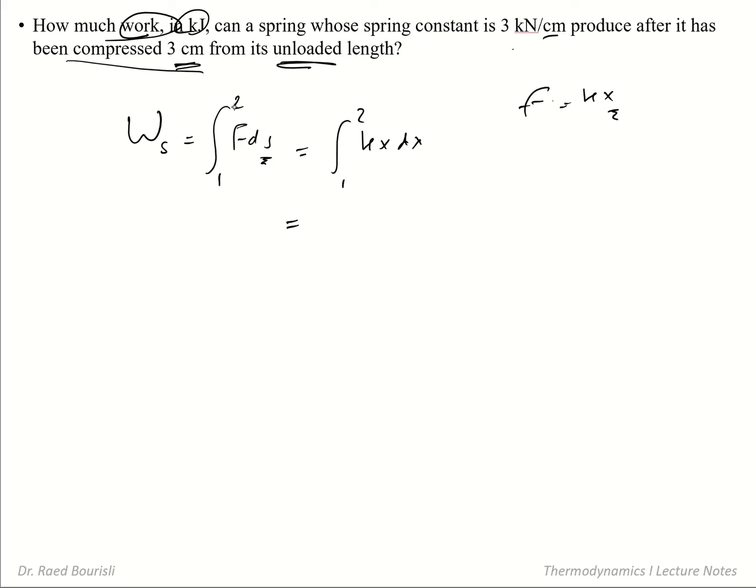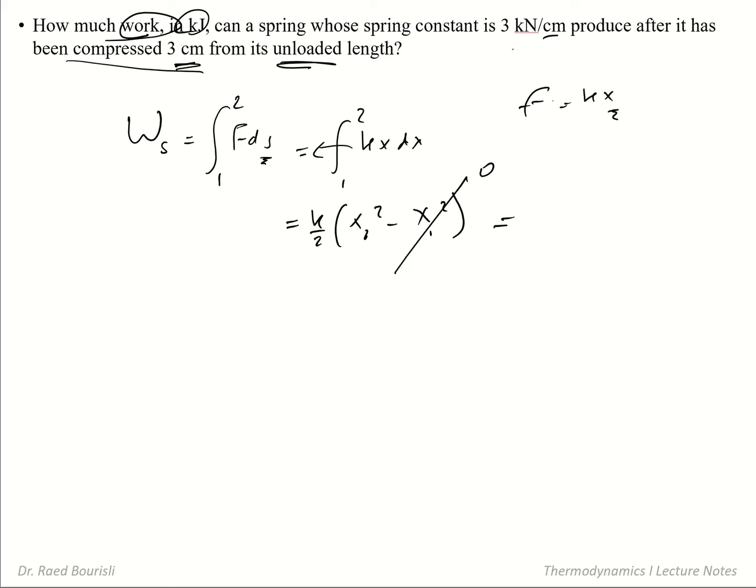And this is nothing but, I'll take this outside, and this will be k, and this is x squared over 2. So if you evaluate it, this will be k over 2 times x2 squared minus x1 squared. And from the unloaded position, so this is 0. And again, pay attention to the units.